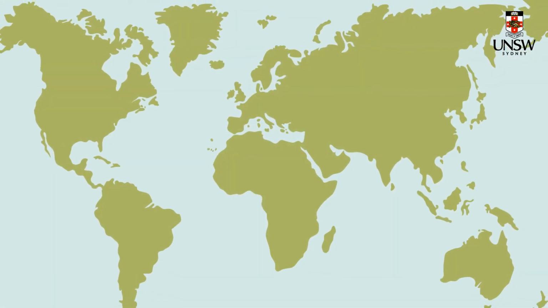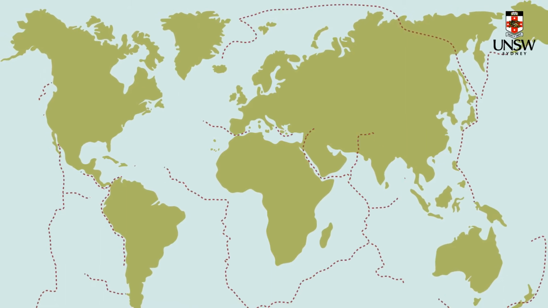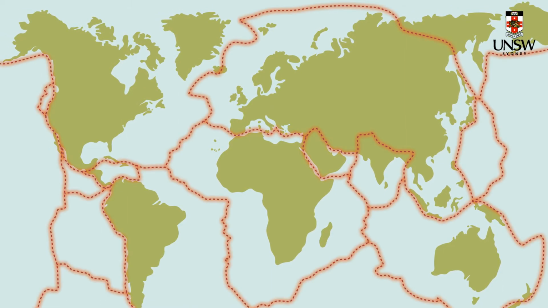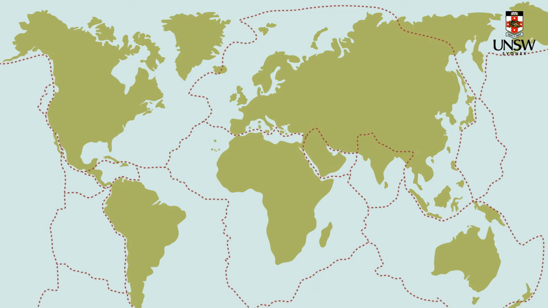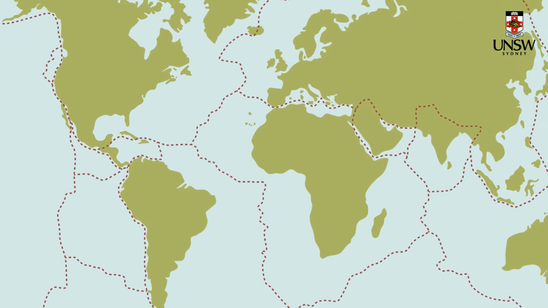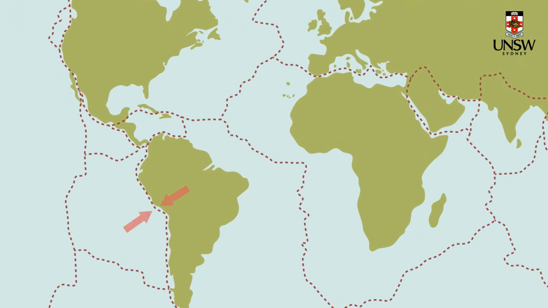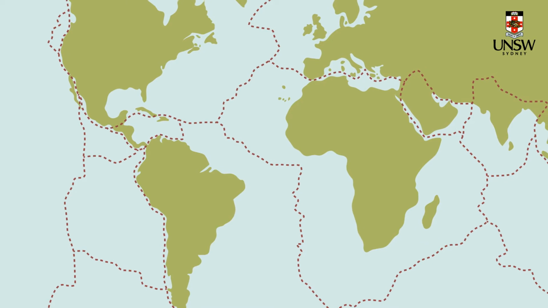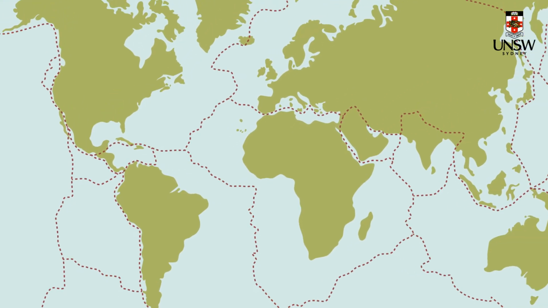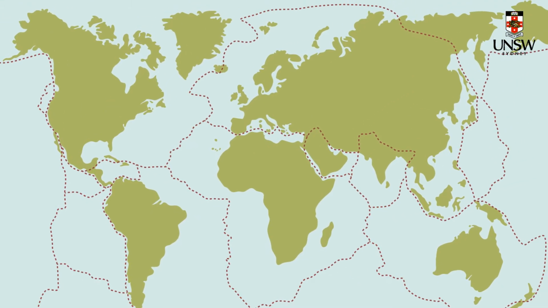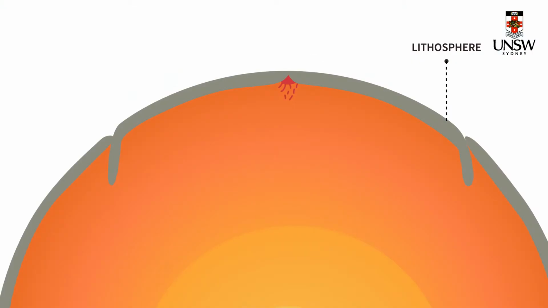The surface of the Earth is broken into sections known as plates. These plates move around the surface of the Earth, and the movement of the plates is called plate tectonics. Where two plates collide, it's known as a convergent boundary. Where they separate, it's known as a divergent boundary. And where they slide against each other, it's known as a conservative boundary. Movement of the plates over geological time has resulted in the formation and destruction of numerous continents.